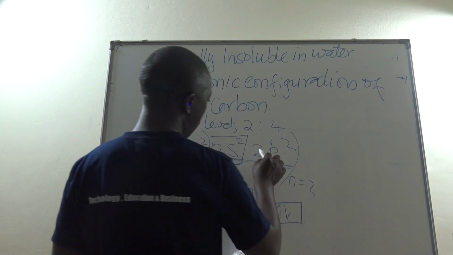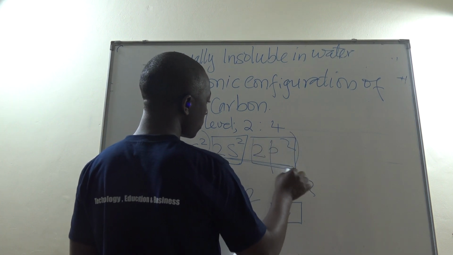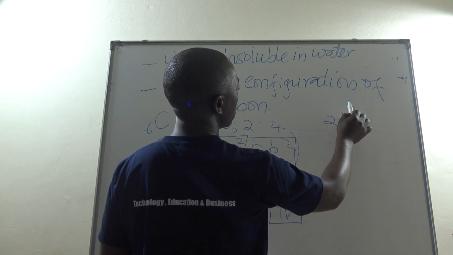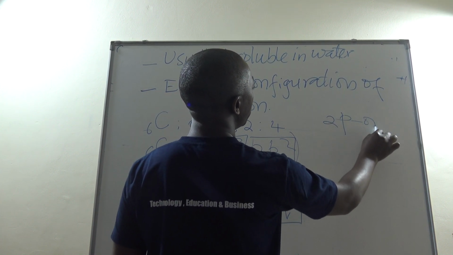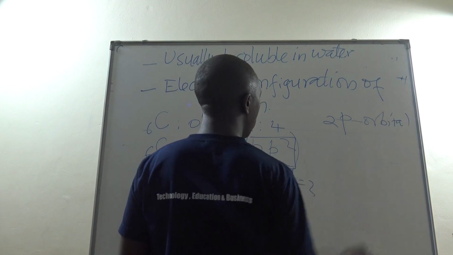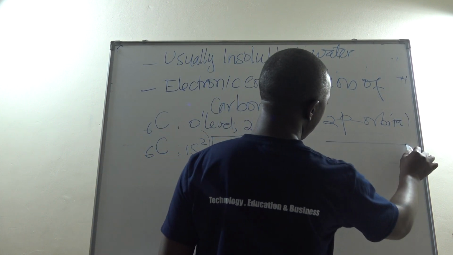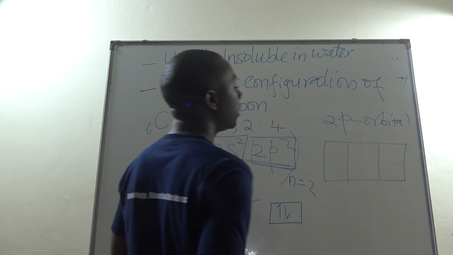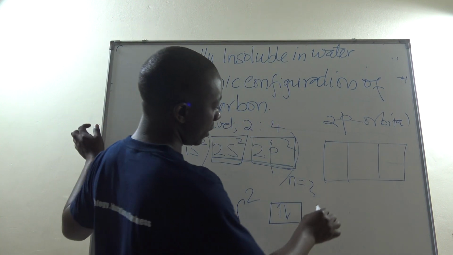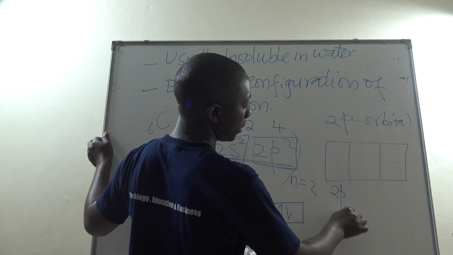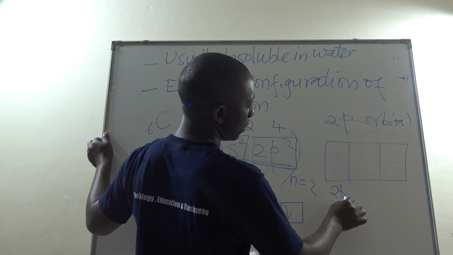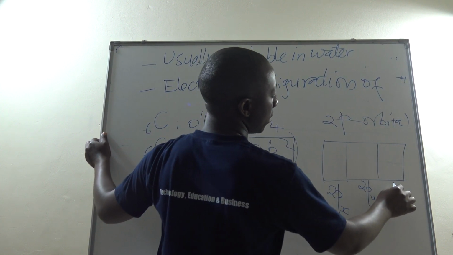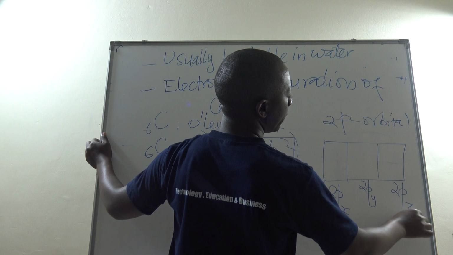Now, look at the outermost, this one. This 2p, the 2p orbital. This p orbital is further subdivided. The 2p subshell is further subdivided into 3 orbitals. That is the 2px, this one is the 2py, and this one is the 2pz.